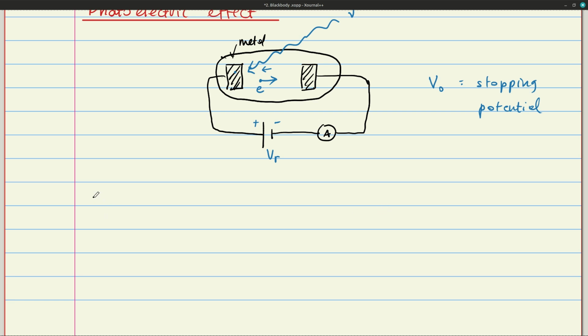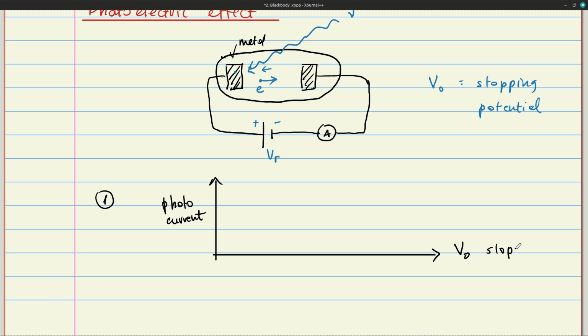And let's see the key results from this experiment. The first one: let this be, again, intensity, and this is the current, but because the current comes from light, we are going to call it photocurrent. And here, V naught, the stopping potential.